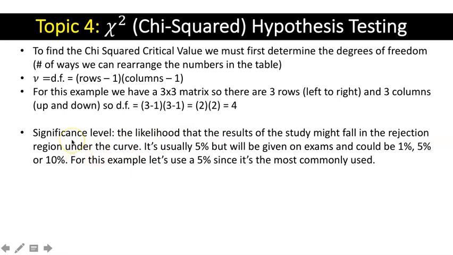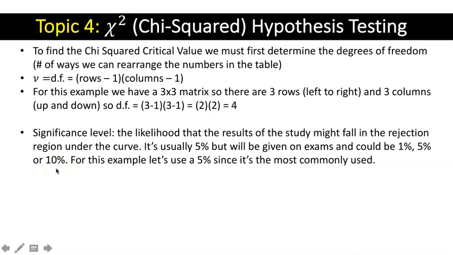The other thing we have to talk about is what's called the significance level. The significance level is the likelihood the results of the study might fall in the rejection region under the curve. Think of this as what is the chance we're willing to accept that we're actually wrong, that what we're saying to be true is actually not true. So most of the time, it's going to be given to you on examinations, whether they want you to conduct this at a 1%, 5%, or 10% significance level.